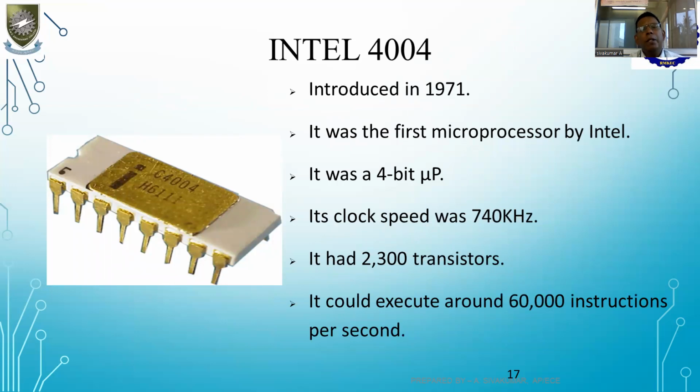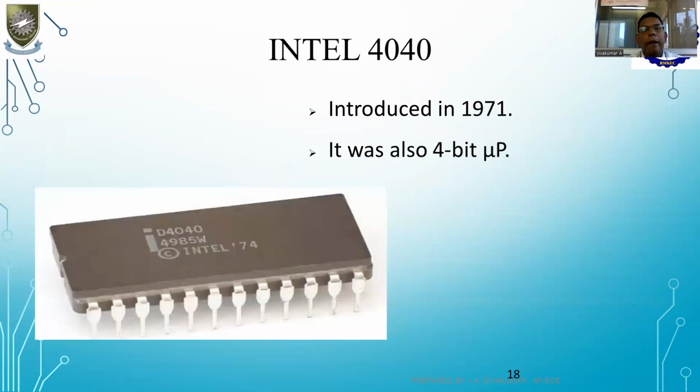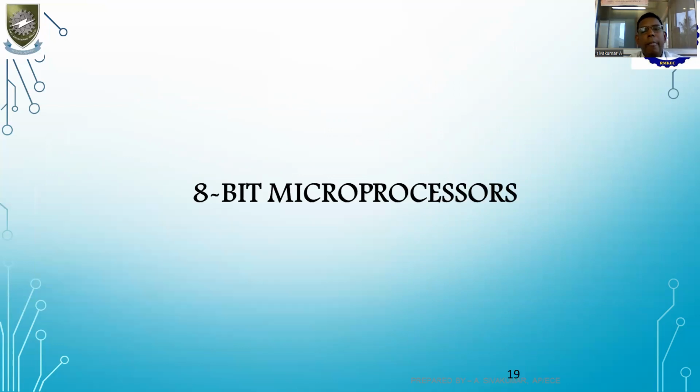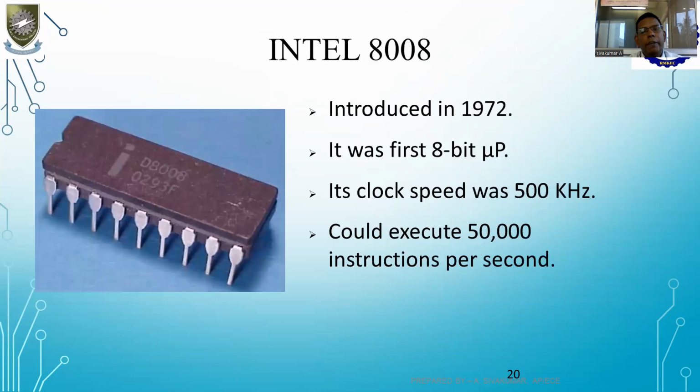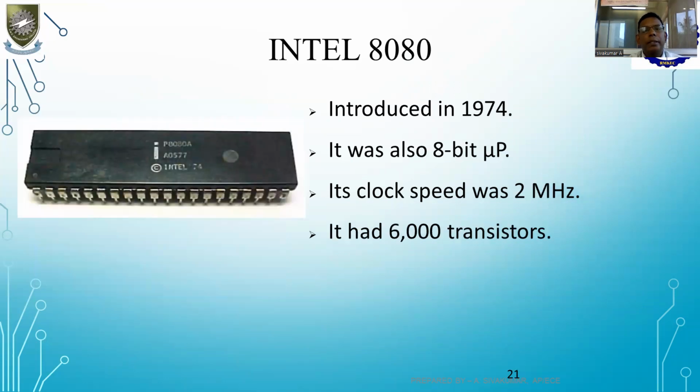The first microprocessor developed by Intel is the 4004. It is a 4-bit microprocessor. It could execute around 60,000 instructions per second. The next, the 4040, is also a 4-bit microprocessor developed in 1971. Next, the first 8-bit microprocessor, developed in 1972, is the Intel 8008. The 8080 is the second 8-bit microprocessor, developed in 1974.